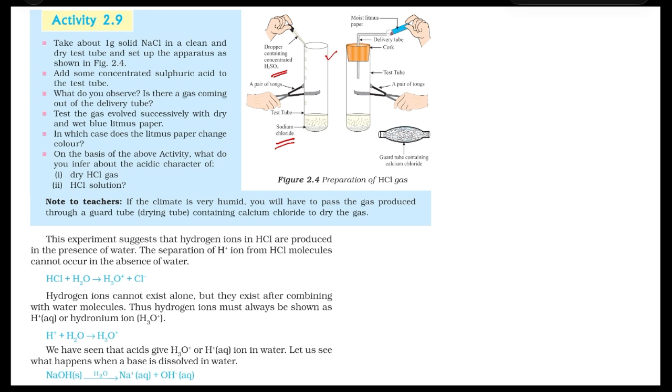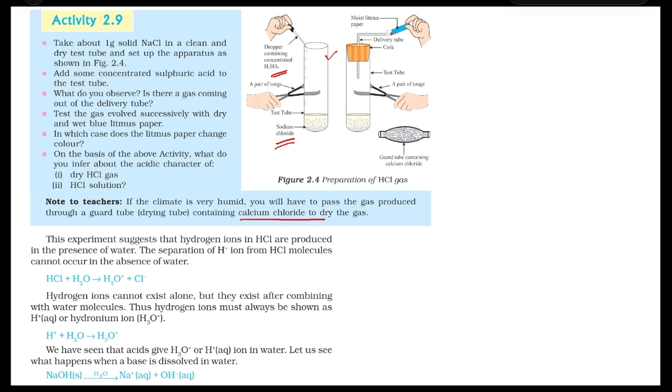Now, in order to ensure that the gas evolved is dry, a drying tube can be used which contains calcium chloride as the drying agent. If the atmosphere is humid, if the water content in the atmosphere is high, calcium chloride is used as a drying agent. It is taken in a drying tube. So when HCl passes through this drying tube, the calcium chloride absorbs the moisture from the HCl gas and you get a dry HCl gas.